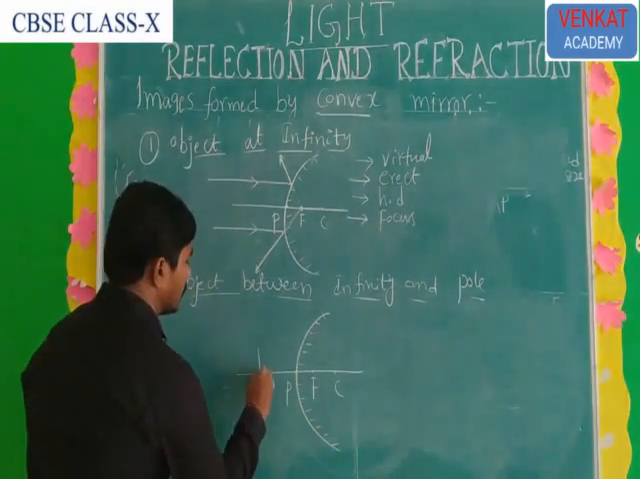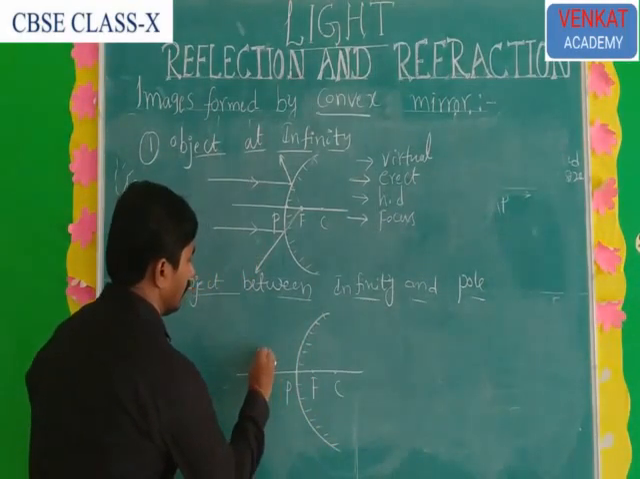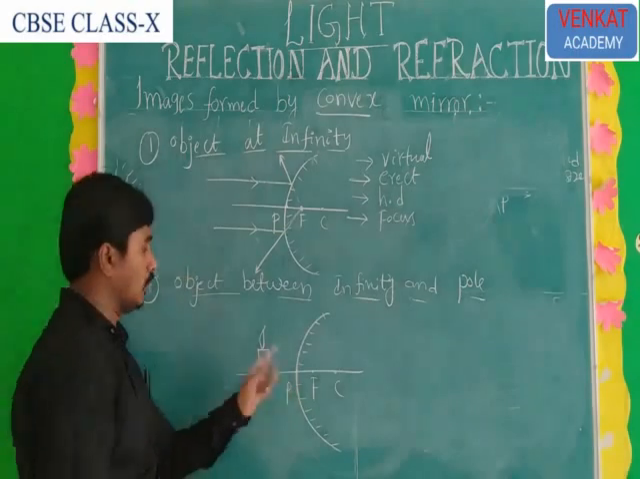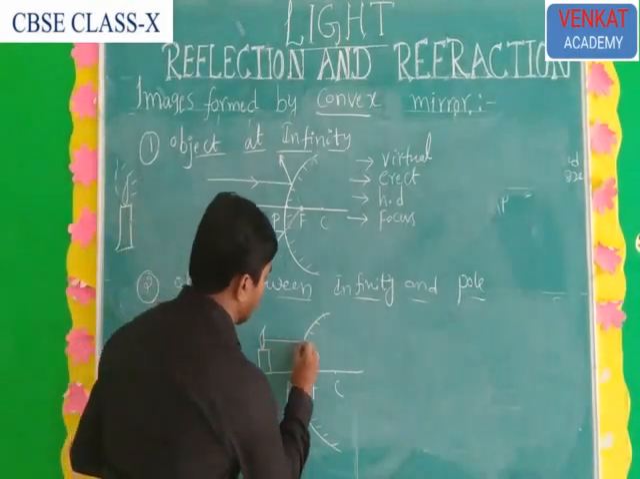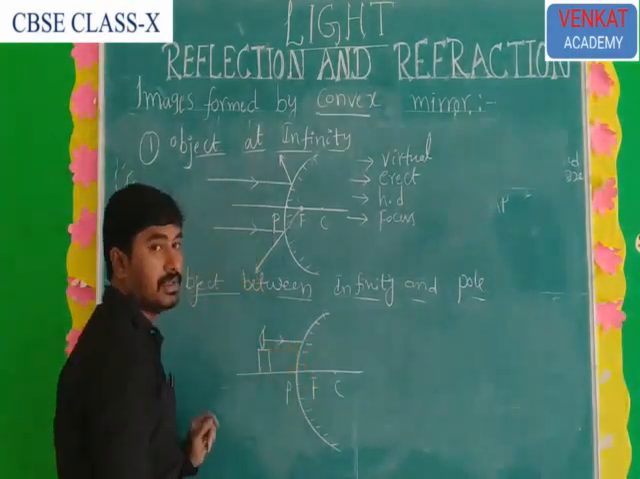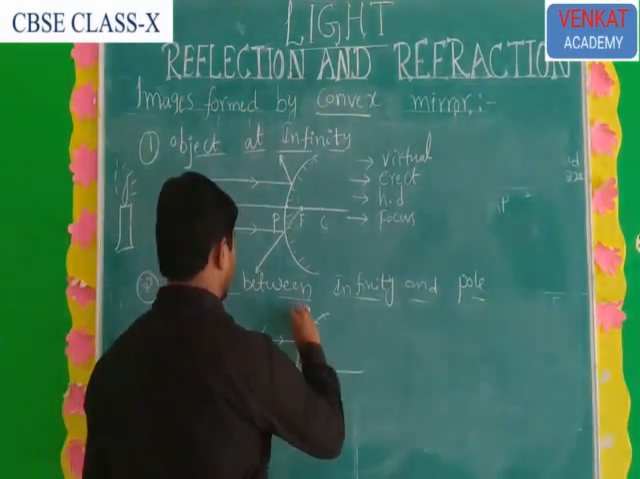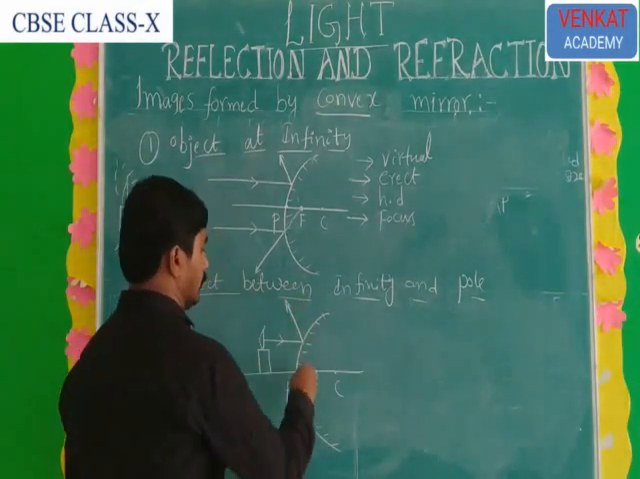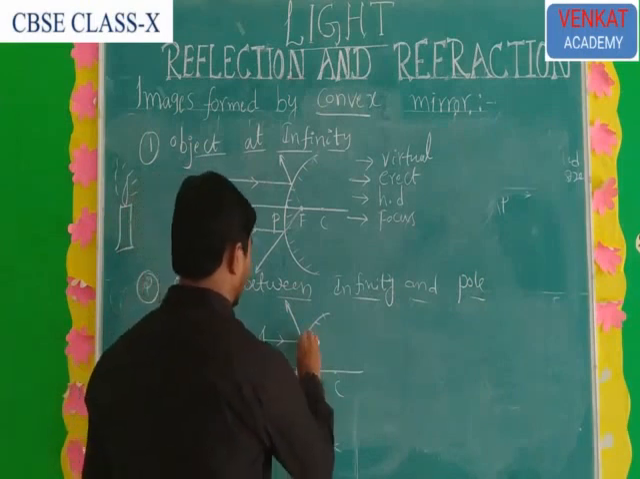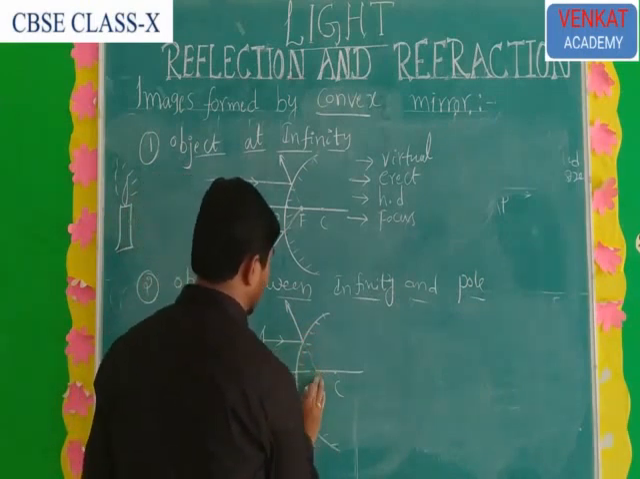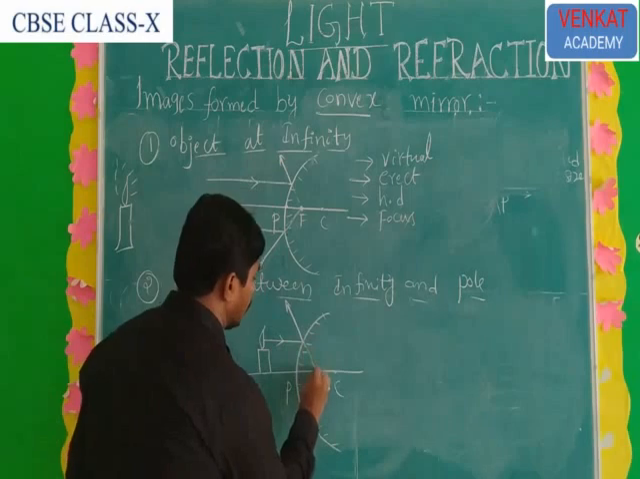So take any place between infinity and pole. So the first line, take parallel to the principal axis in the ray diagram. Parallel to the principal axis means, after reflection, what happened? It appears to pass through the focus, but not directly. When you draw the corresponding rays, the place will be formed. So this is the focus point.